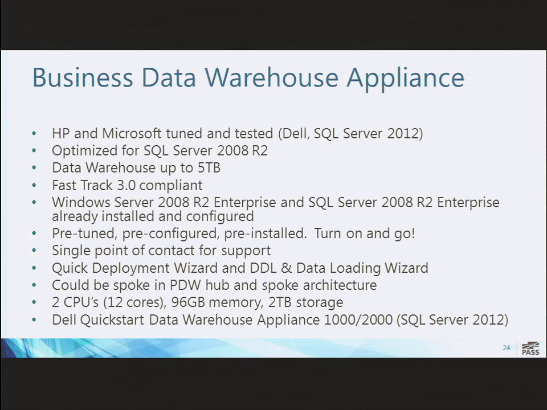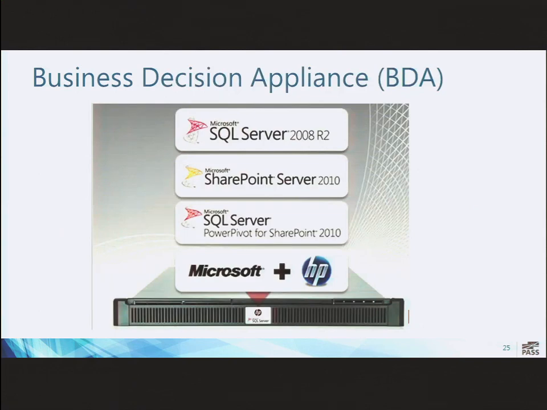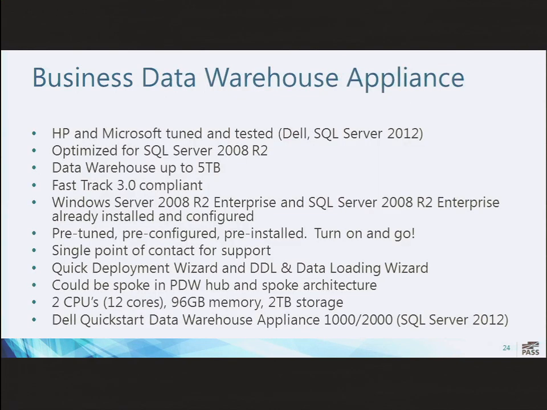And you see this has 2 CPUs, 96 gigs, 2 terabytes. Not too shabby. What is that 2 terabytes made up of? Kind of disk subsystem? Oh, it's all direct access. I think the Dell Quick Start is direct access. I can't remember if the HP one was. But please go downstairs and contact your Dell representative, who'd be happy to tell you.